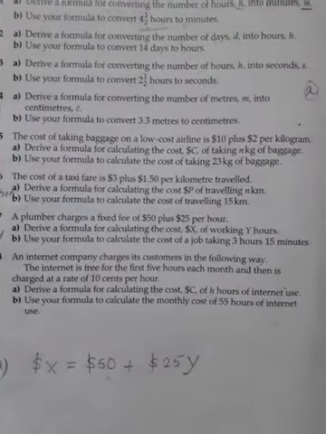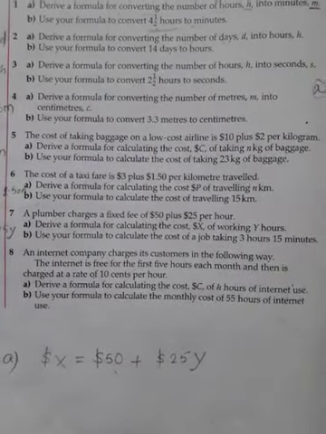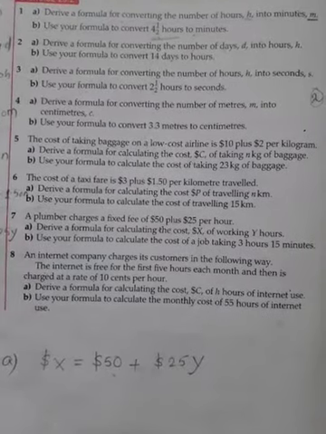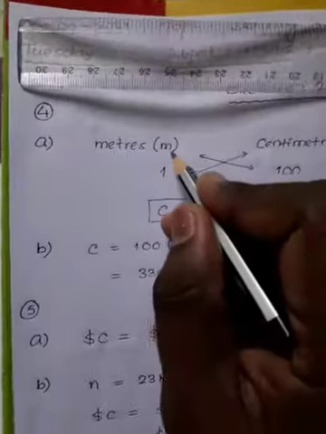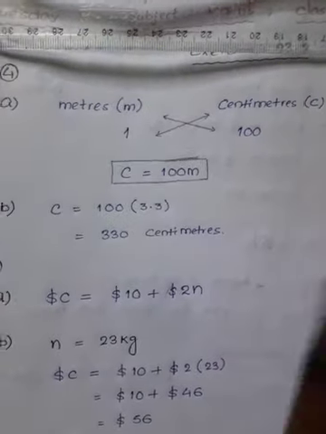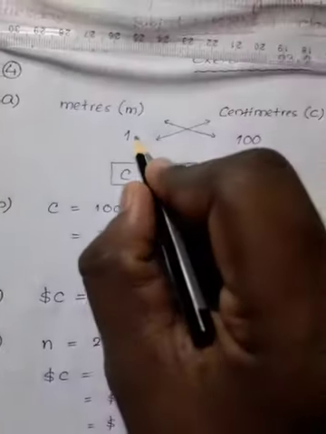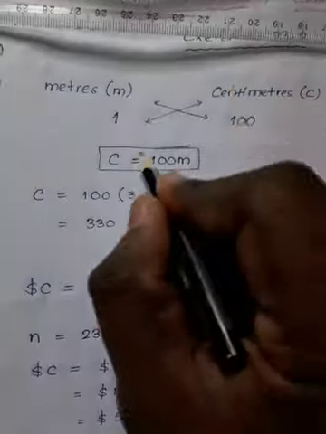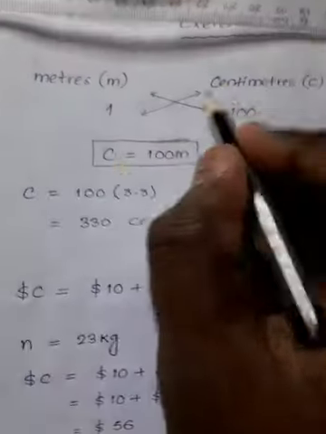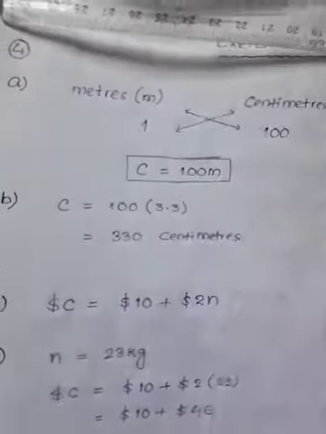Now look at question number 4. Deriving a formula for converting the number of meters into centimeters. Meters is given in terms of m and centimeters in terms of c. You know that 1 meter equals 100 centimeters, so cross multiply. 1 into c, and 100 into m is 100m.